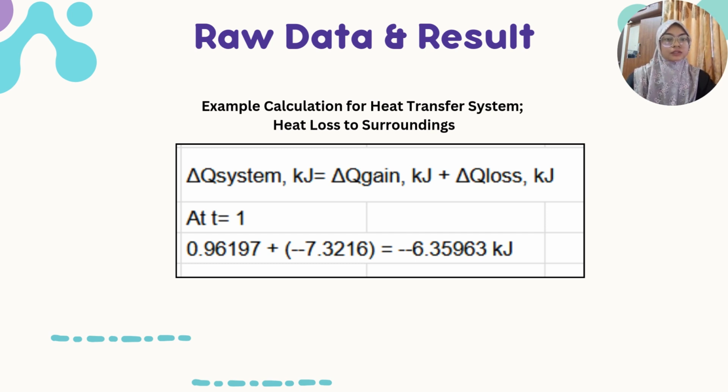The delta Q system is equals to the delta Q gain plus delta Q loss, as in the delta Q loss is in negative sign. For example, at T1, we get from previous example calculation, 0.96197 plus with the negative 7.3216. So we get the delta Q system is negative 6.35963 kJ.